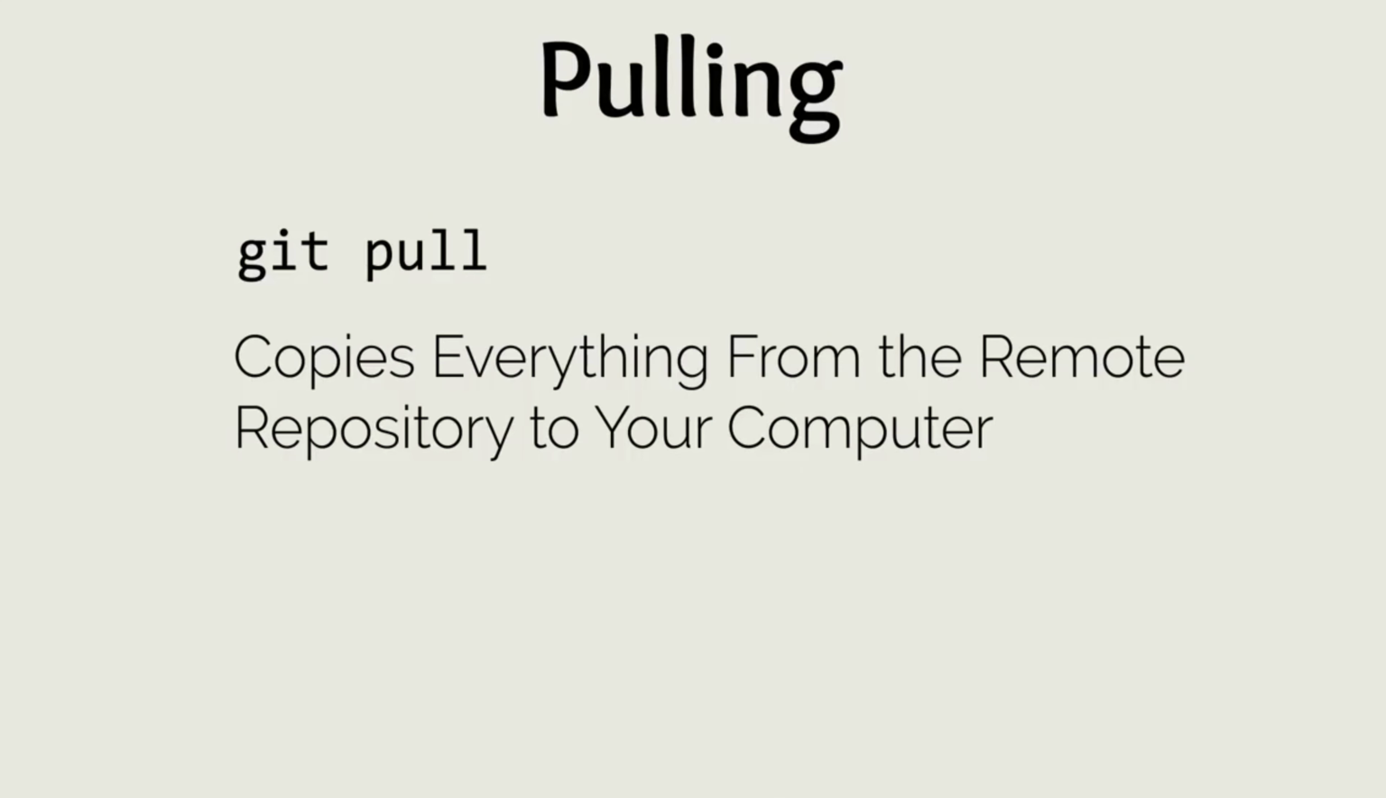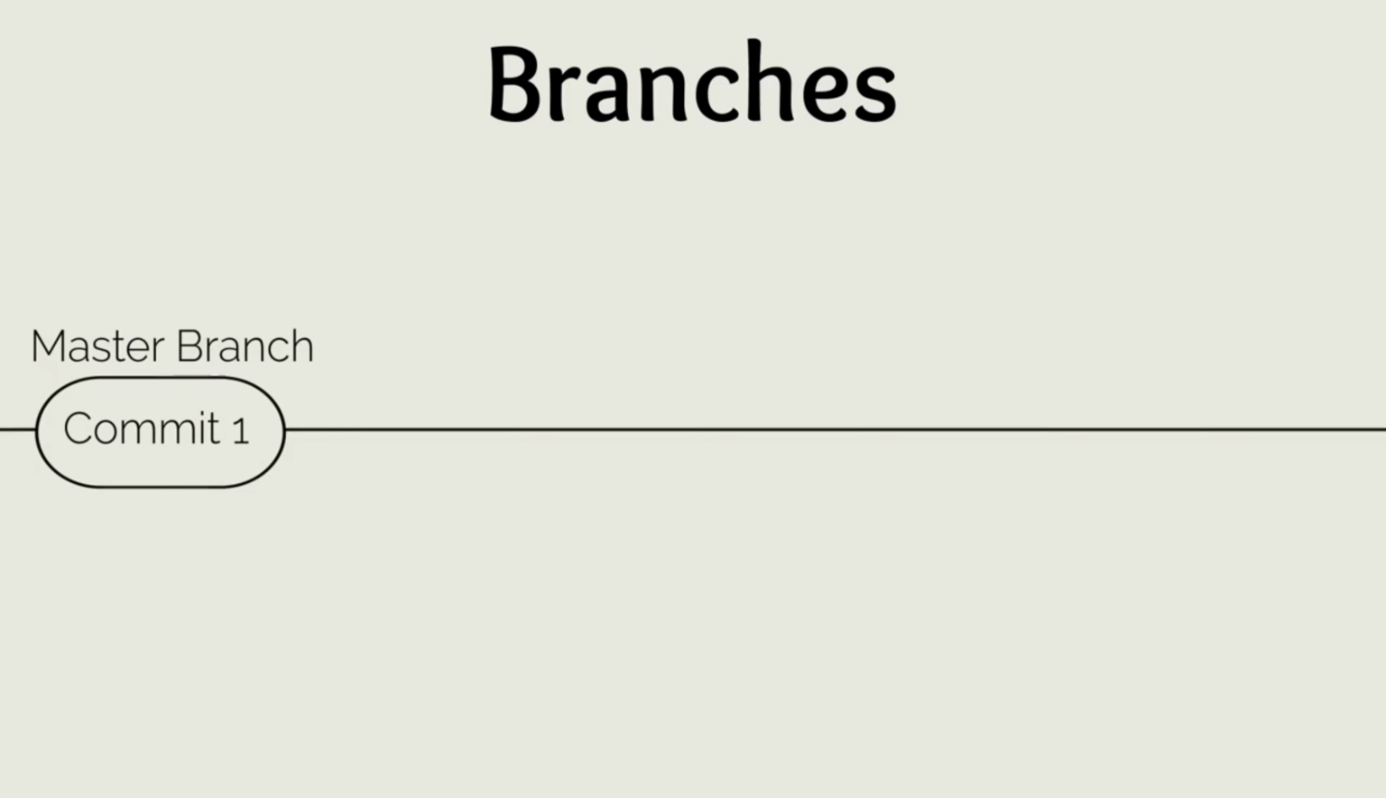That is all you need to know about Git in order to get started, but there is one more big concept in Git called branches. Branches are essentially a copy of the code at a point in time that has its own separate history from the main branch, which is called master.